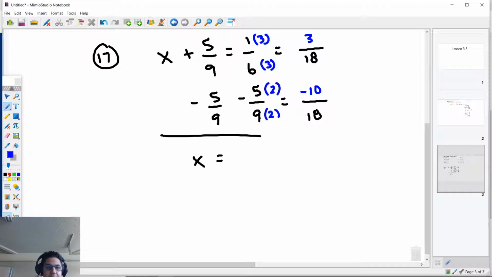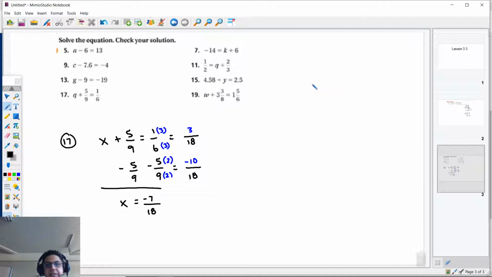Now, since they have the same denominator, I am able to figure it out. Take the difference again. Difference of a 3 and a 10 is a 7. Take the negative sign from the 10. It has a greater absolute value. I cannot reduce that, so I am done with 17.